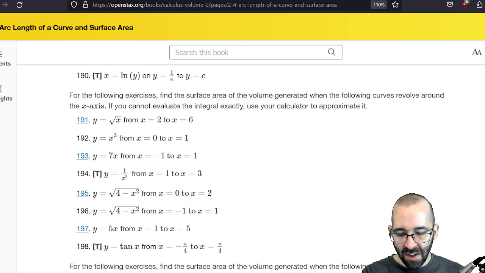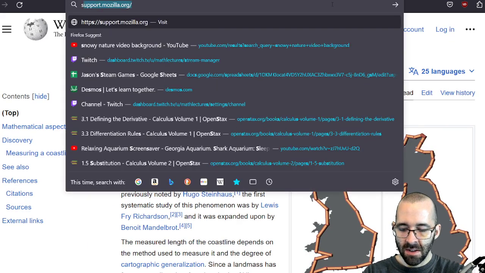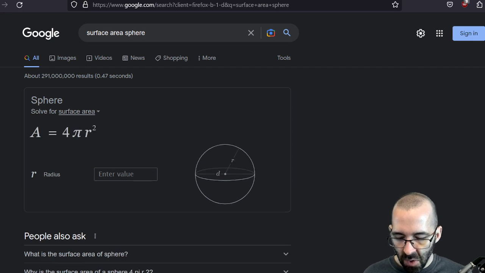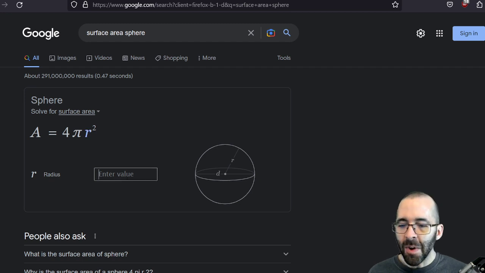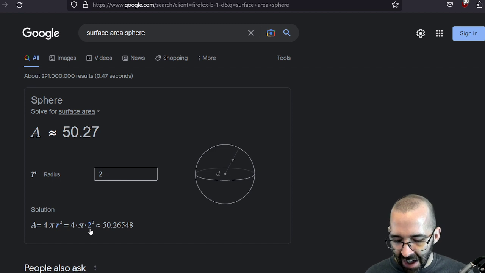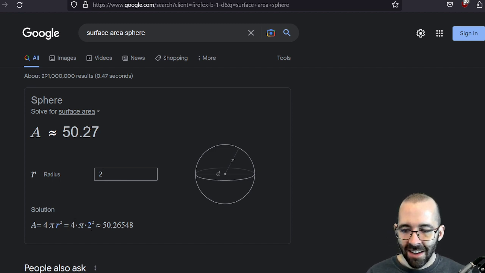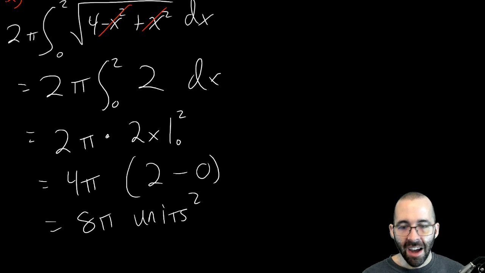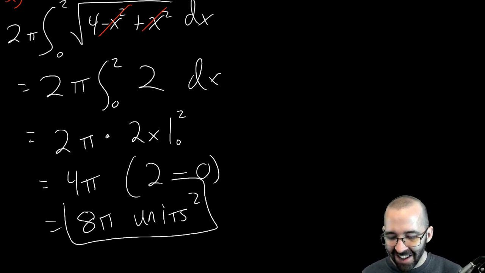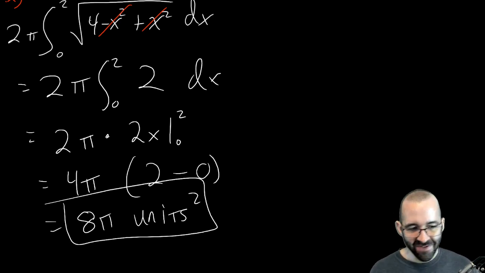What's the surface area of a sphere? I don't remember the formula. 4 pi r squared. Oh, wait. We wanted a hemisphere. Because if r is 2, we get 16 pi. But we want half of that. So 8 pi is right. Scared me for a little bit. This is our hemisphere surface area.